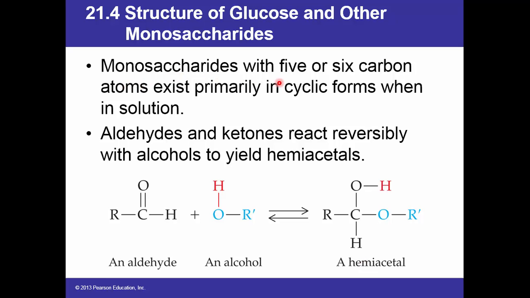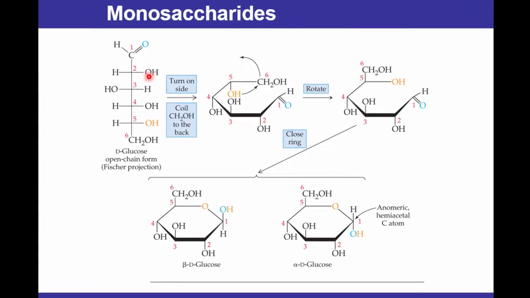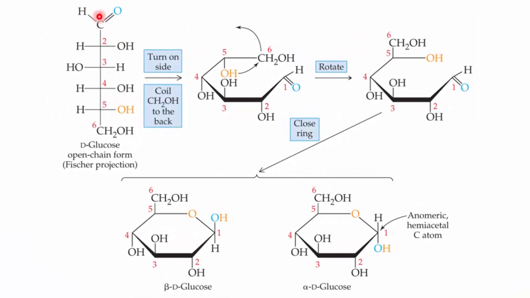Now, monosaccharides with 5 or 6 carbon atoms exist mainly in cyclic form when in solution. Aldehydes and ketones react reversibly with alcohols to yield hemiacetals. So this is a reaction in organic chemistry: aldehyde plus alcohol produces a hemiacetal. This is a reversible reaction. However, if the aldehyde and the hydroxyl group are on the same molecule, as in the case of D-glucose, this is the open chain form or the so-called Fischer form.